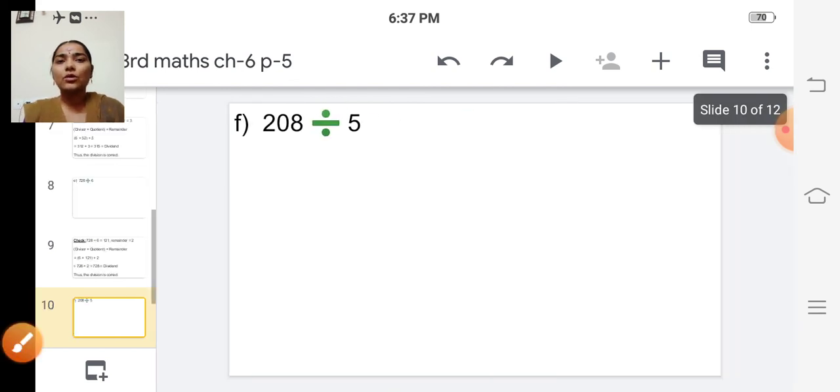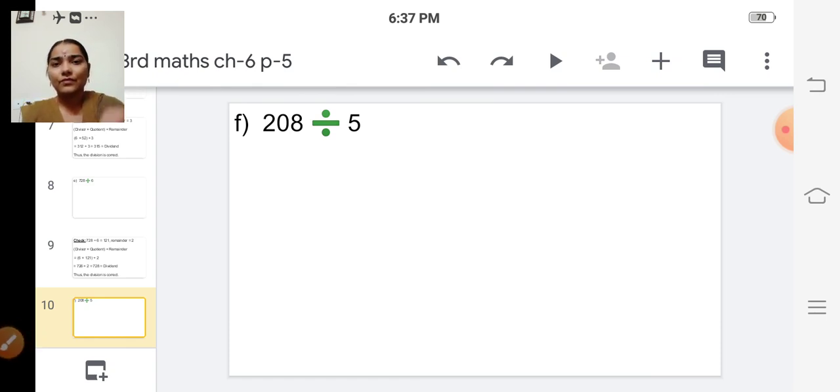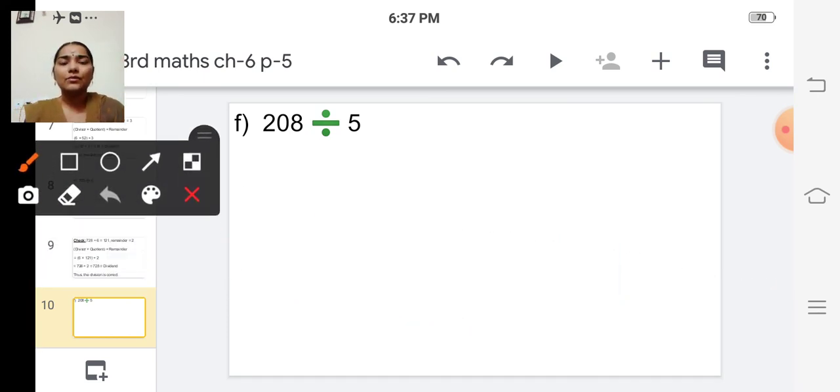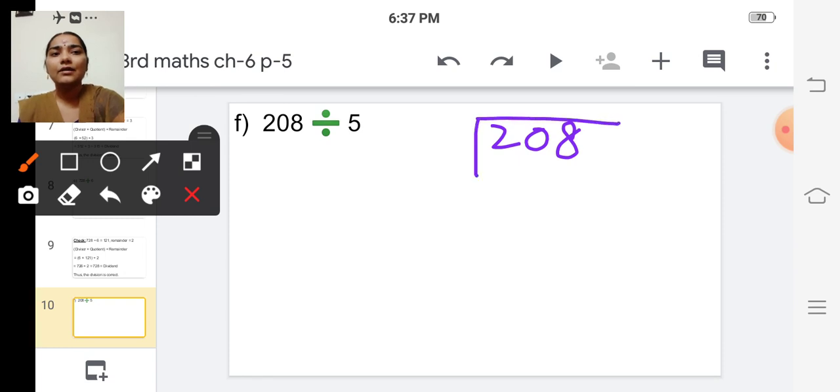Yes. So, we'll do one more problem. 208 divided by 5. First, we shall divide and then we shall check the answer. Okay. So 208 divided by 5. So if we take the first digit, it is less than the divisor. So we can consider the first 2 digits of the dividend, 20. So how many times will it go? Think of the fifth table.